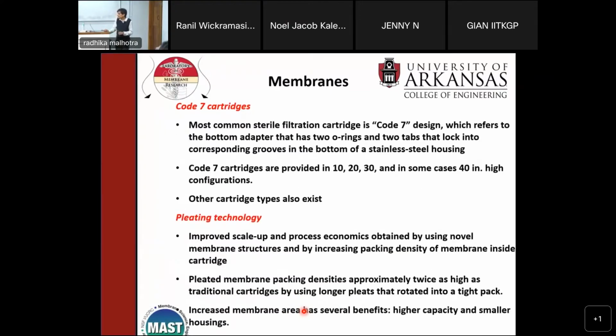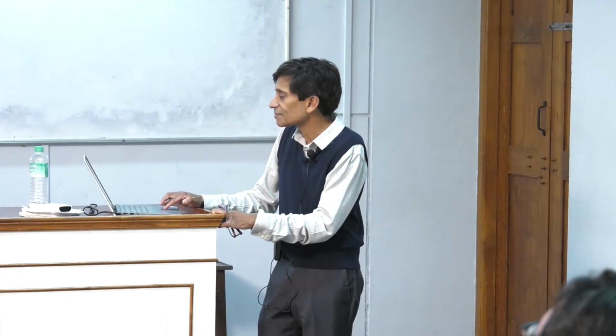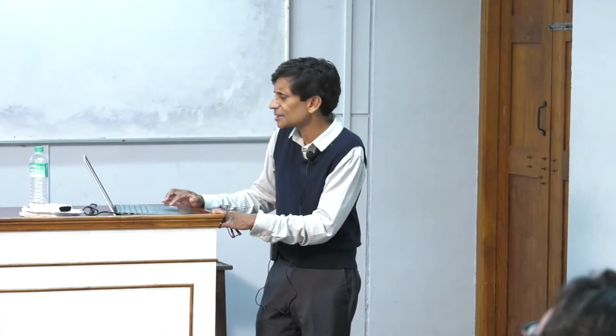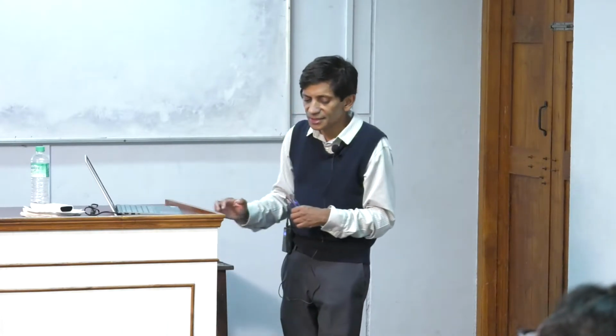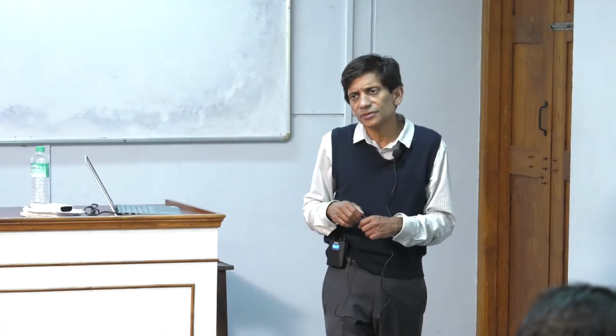I had a little bit of other information here about actual membranes. The most common sterile filtration cartridge is called the code 7 design, which refers to the bottom adapter. This is just the way it's designed, okay? And the way it's in a steel housing. They come in 10, 20, 30, and 40-inch high configurations. Other cartridges also exist. The main point here is that there are fairly standard ratings for these sterile filtration systems, okay?